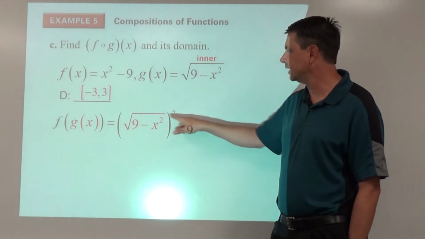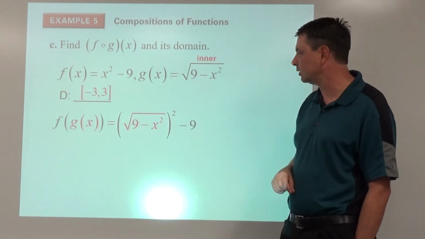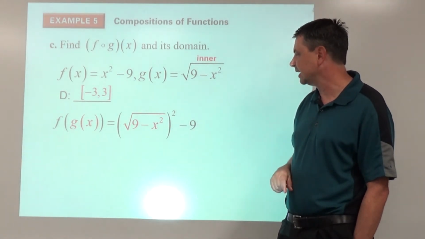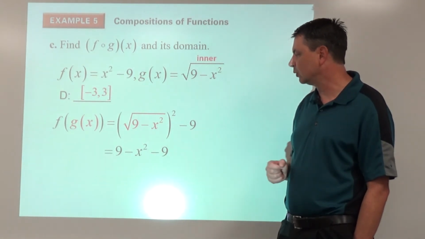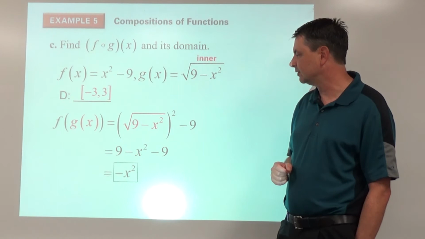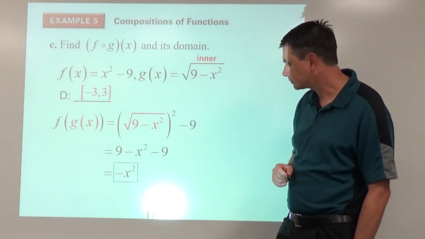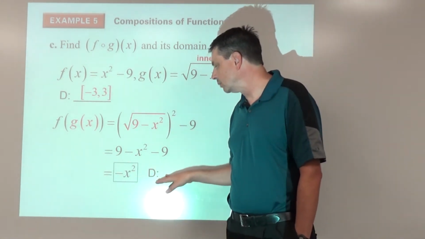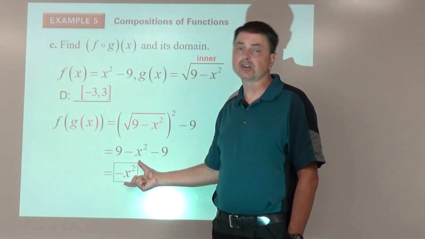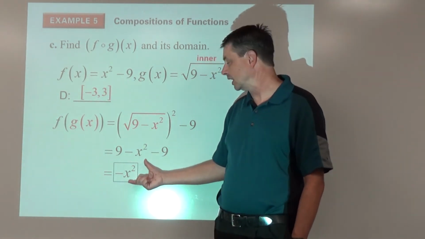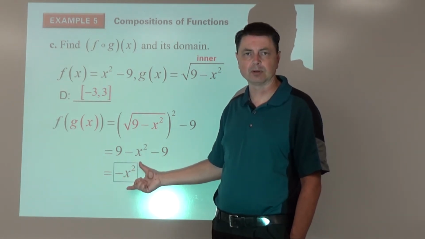And the square and the square root cancel each other out. So we get 9 minus x minus 9, and from that, we would get an answer of -x squared. Now the domain for that. Well, the domain for this itself is all real numbers, -infinity to +infinity. It's just an upside down parabola.